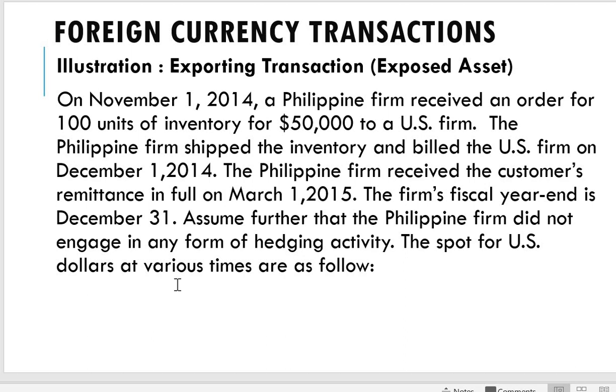So the Philippine firm received the customer's remittance in full on March 1, 2015. So the firm's fiscal year ended December 31. Okay, assume further that the Philippine firm does not engage in any form of hedging activity. Okay, so same as before, our three relevant dates: December 1, 2014, the date it was shipped and the Philippine firm billed; the balance sheet date, December 31; and then our settlement date is March 1. So November 1, 2014 is actually just the date the order was placed.